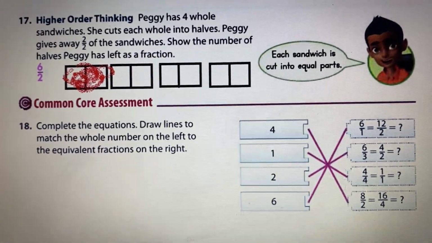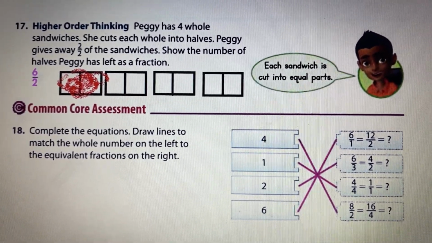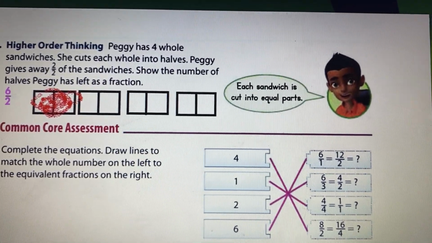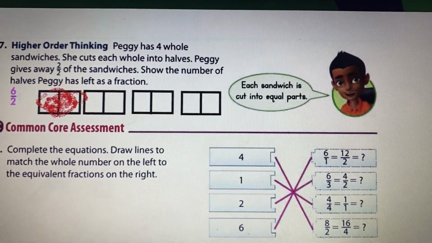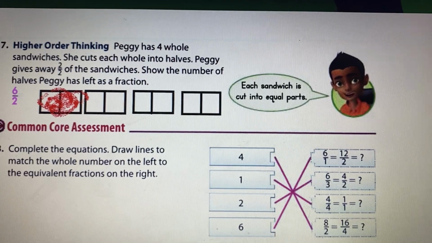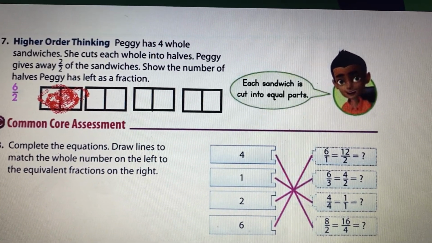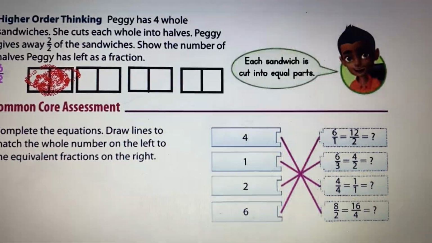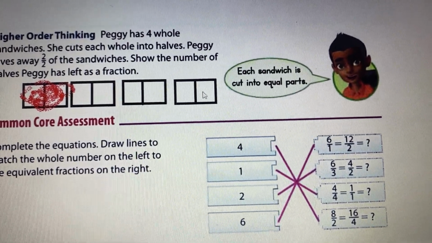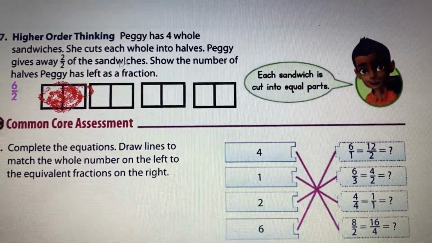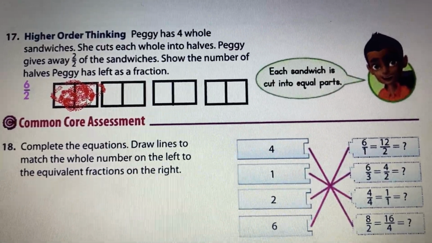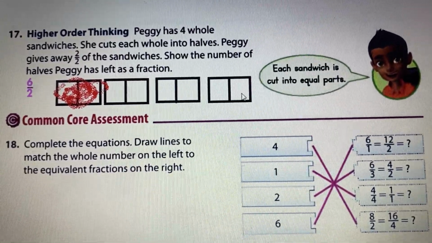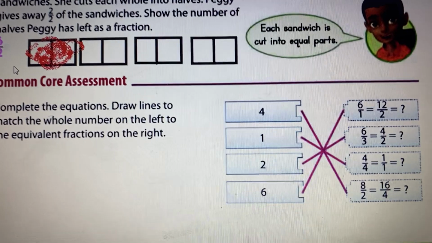Look at this question, higher order thinking. Peggy has 4 whole sandwiches. She cuts each whole into halves. Peggy gives away 2 over 2. 2 over 2 means she gives away how many wholes? Excellent, she gave away only 1 whole. Show the number of halves Peggy has left as a fraction. So we have 4 wholes. I drew here 4 wholes. I divided each one into halves, like her. She gave away 2 over 2, so 1, 2, she gave away. Now let's see how many she has left. 1, 2, 3, 4, 5, 6. 6 over 2. Easy one.